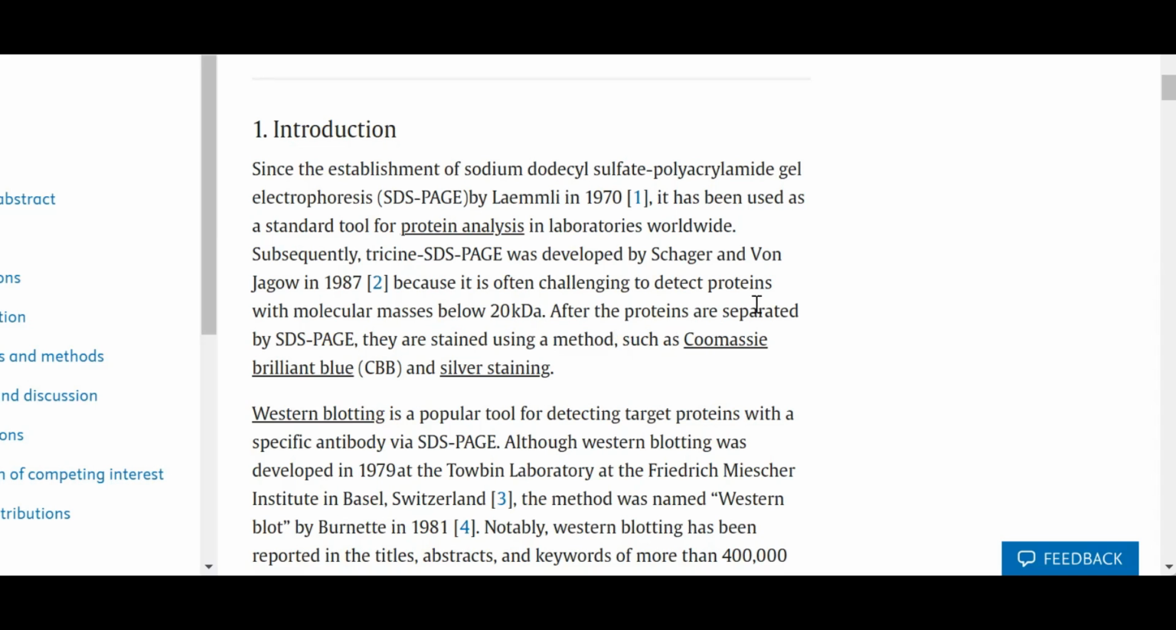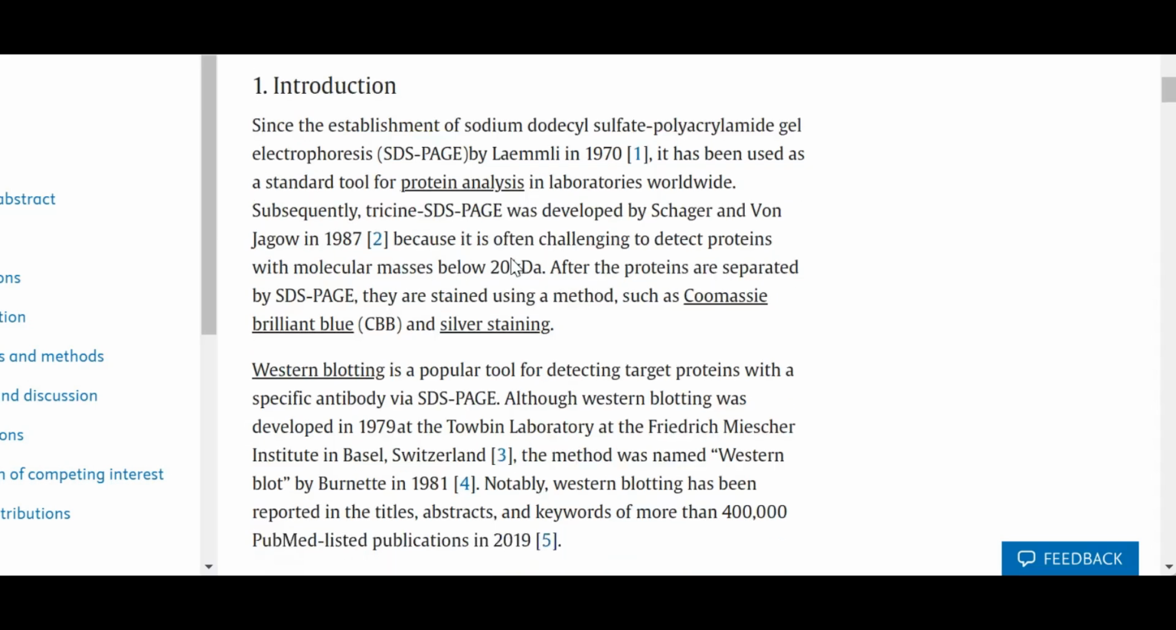So after the proteins are separated by SDS, they are stained using methods such as Coomassie brilliant blue and silver staining. But here, the new method that this paper is talking about is tricine SDS-PAGE. So tricine is an additional compound to SDS-PAGE. I am talking about an advancement in SDS-PAGE also. It is nothing new here, but the story of SDS-PAGE doesn't end with the use of mercaptoethanol in SDS, there is a stage beyond that. So I have taken this paper to discuss with you.